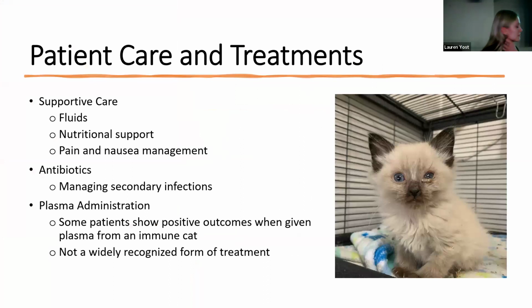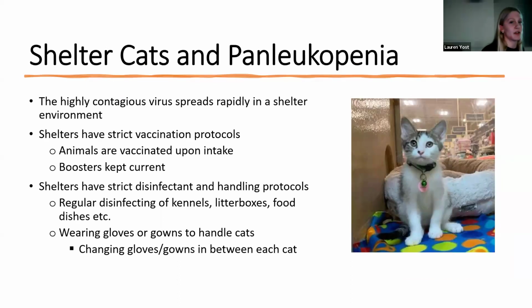Patient treatment and care. There's no specific treatment for it. It's primarily just going to be supportive care, such as fluids, nutritional support, pain and nausea management. Most cats that are diagnosed with Panleuk are going to be put on a strong antibiotic to help manage secondary infections. And then plasma administration is starting to kind of emerge a little bit more. It's not a widely recognized form of treatment, but some patients have shown positive outcomes when given plasma from an immune cat. This is primarily going to be used by shelters and rescues. Your veterinarian may use it, but it's, like I said, not real widely recognized yet. So I thought it was appropriate to talk about shelter cats and Panleuk because we see Panleuk a lot in the shelters.